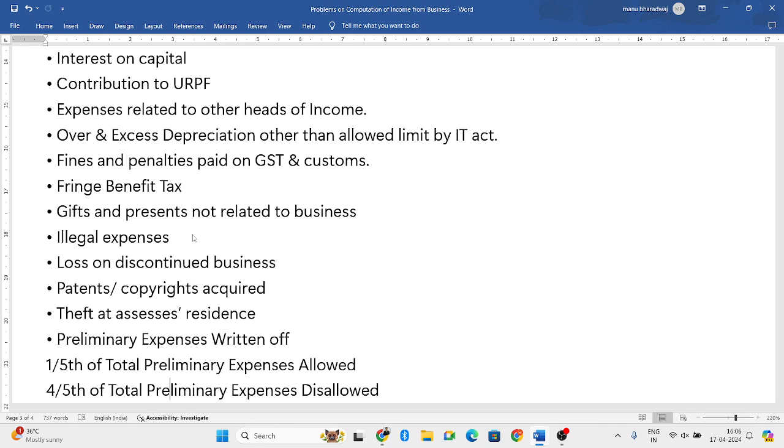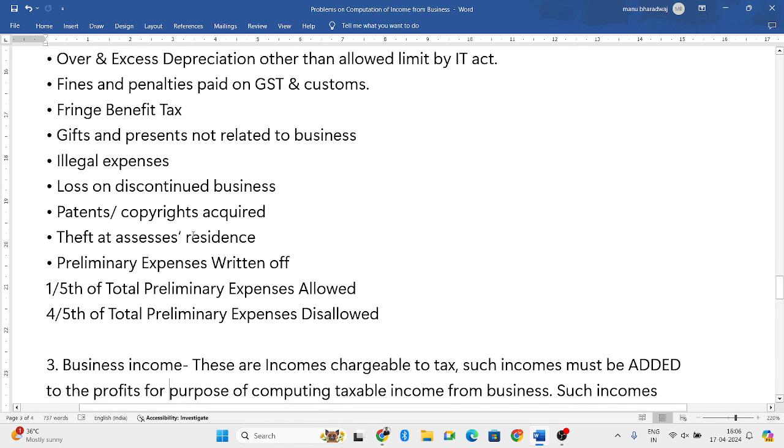Patents or copyrights acquired is again a capital expenditure, and you are not given any exemption or deduction for capital expenditure. Theft at assessee's residence. If theft happens in the business, you give it as an exemption, but if it has happened at the owner's residence, then we don't consider it as admissible. If the same theft has happened in the business, then it can be considered an admissible expense. Preliminary expenses written off: when the problem comes, I will explain it to you.